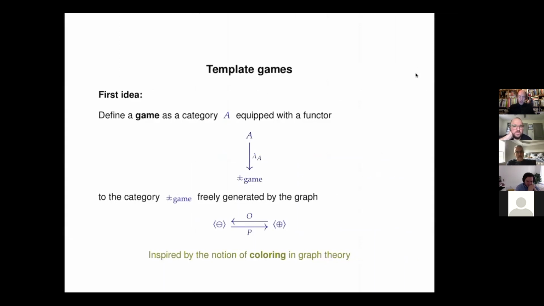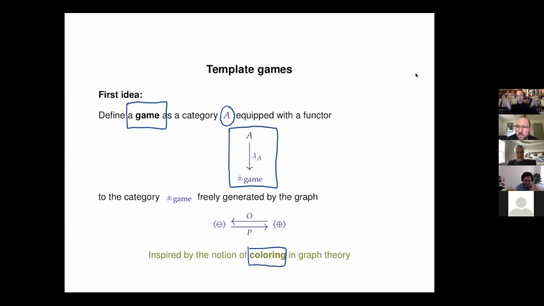And so really the idea is that a game, and this will be my definition, a template game, will be defined as a category, just a category, equipped with a functor into the category I've just shown you. And the idea comes from coloring in graph theory. If you want to color a graph, you will map it into a small graph whose nodes are the colors. So here it's the same. We have a category, and we will color it. We will label it by mapping it using a functor into that category of colors.